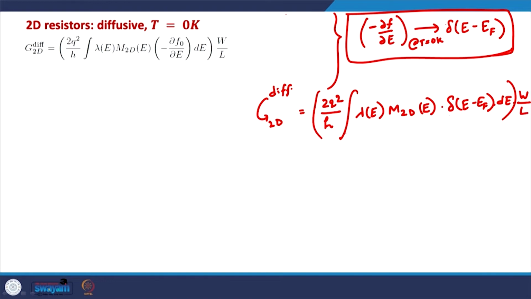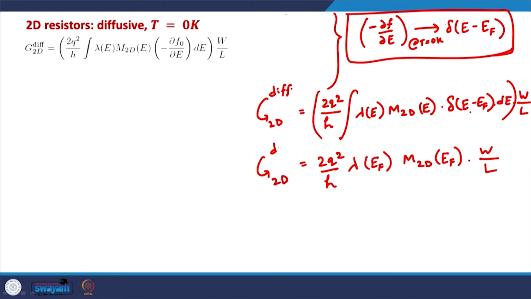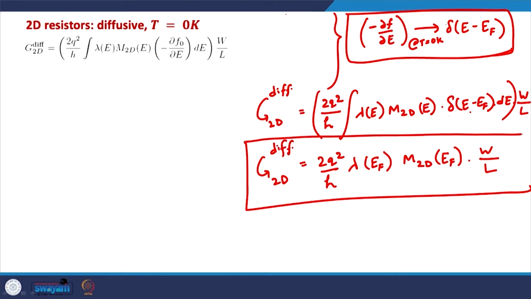Okay. So if we have a delta function in the integral, this essentially simplifies the integral like this. Now, this lambda EF m 2D EF will be there. So this is essentially the conductance in the case of diffusive transport, when the transport is purely diffusive.